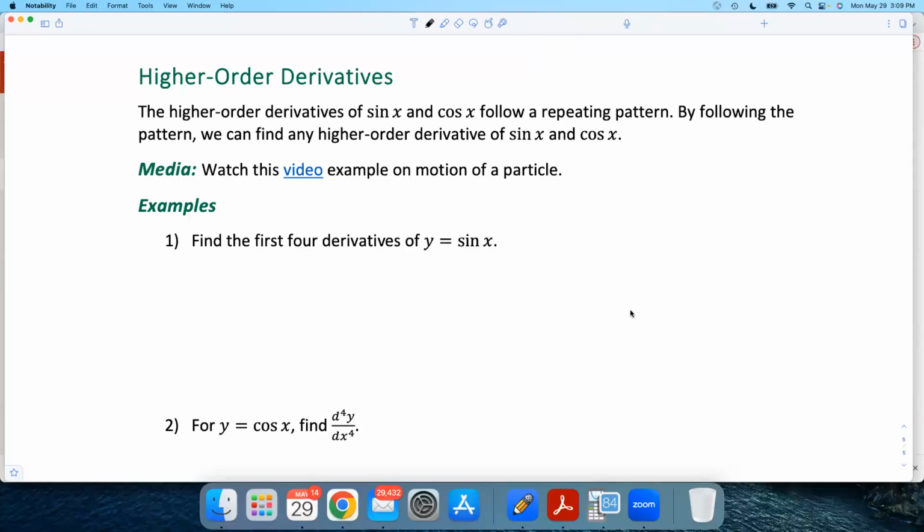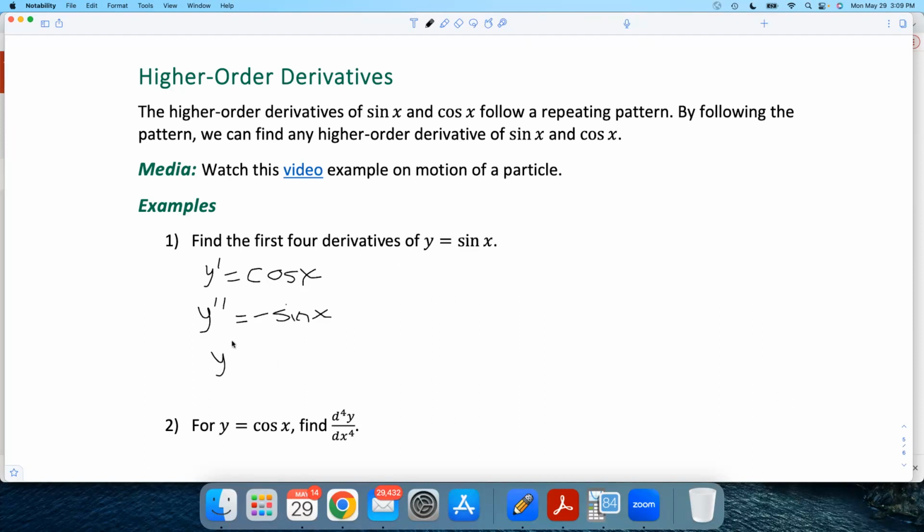All right, we can take higher and higher derivatives. So this question says take 4 derivatives of sine. Okay, so y prime, the first derivative, we know the derivative of sine is cosine of x. The second derivative would be the derivative of cosine. We know that's negative sine.